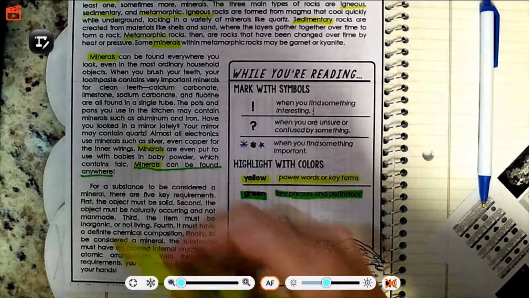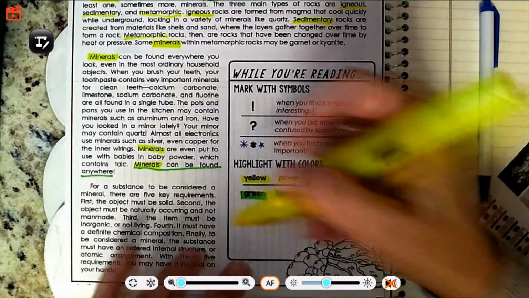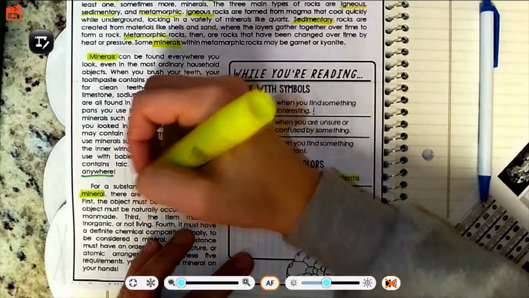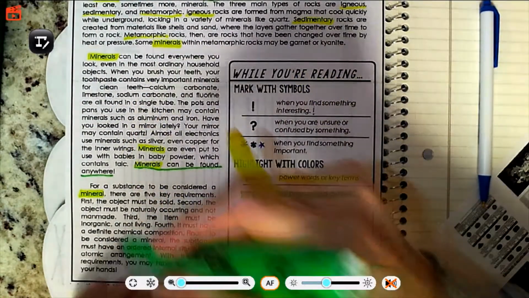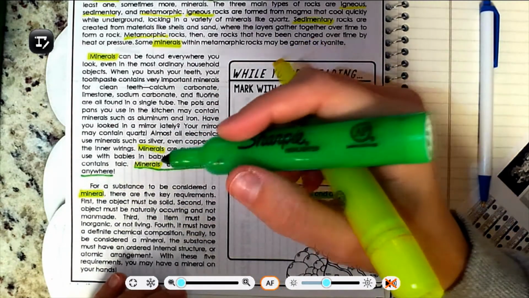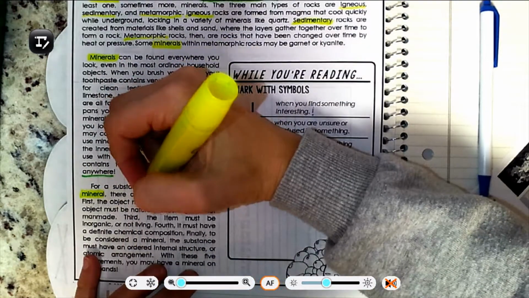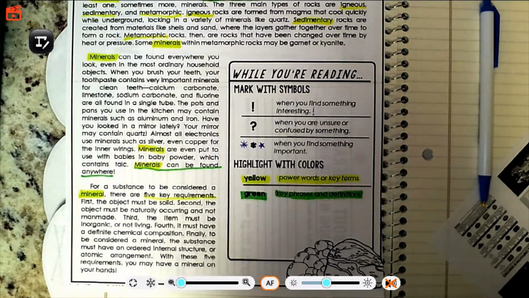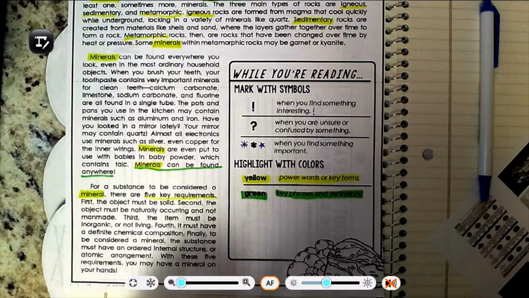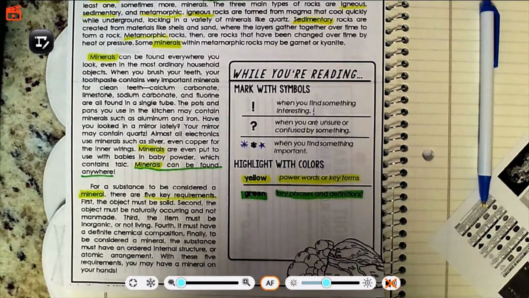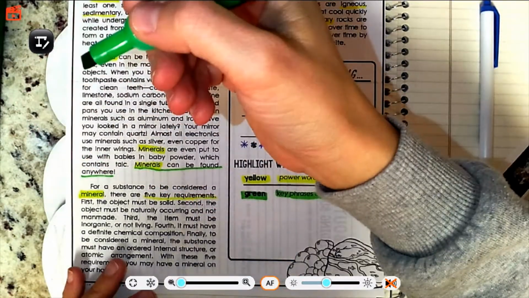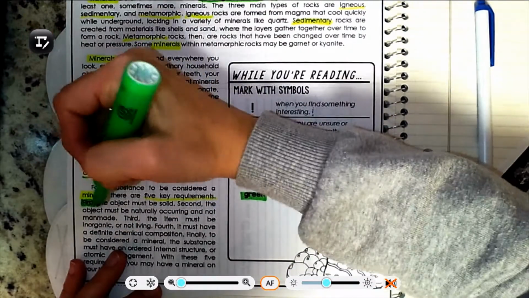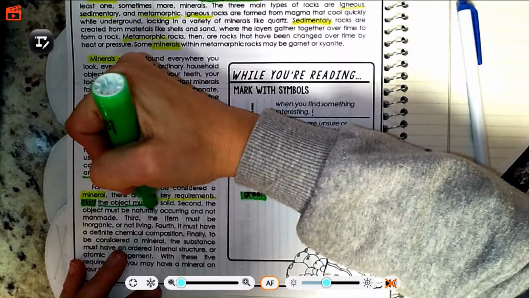Okay. For a substance to be considered a mineral, there are 5 key requirements. So we're going to go with an underline on the yellow. 5 key requirements. Maybe a good place for you to put a star. Something is important. Hint, hint. First. So first, highlight first all the way, and then underline the object must be solid.